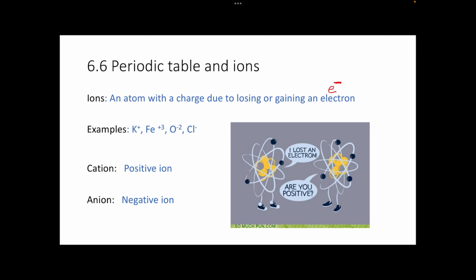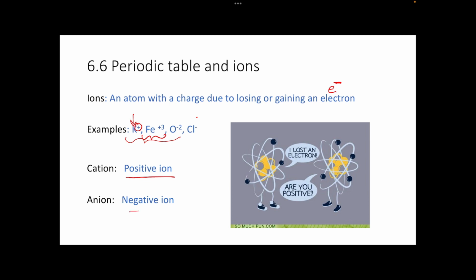Some examples of ions, this is how they're written. The first one is K, potassium, and it has a charge of +1, so there's just a positive ion there. Next one is iron, Fe, has a +3, oxygen -2, and chlorine is actually a -1. You don't have to write the 1, but if chlorine gains an electron, it would have a -1 charge.